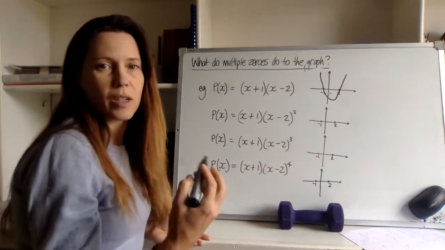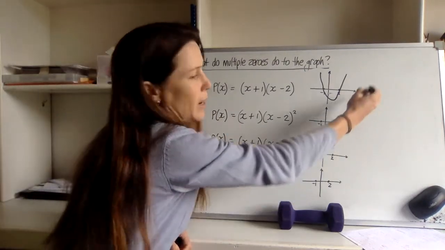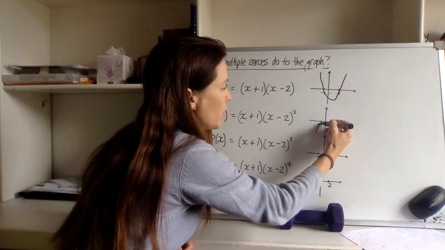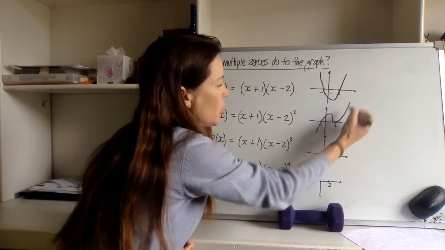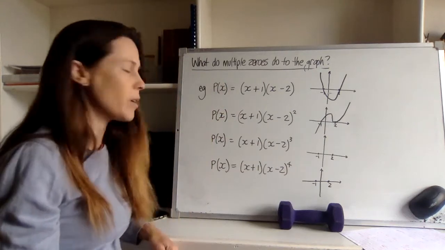So if it's an upright cubic curve, I know it goes from low to high. That means it needs to go through this one and then needs to turn around and just touch at that point there where x equals 2.